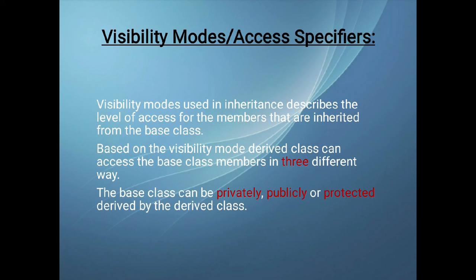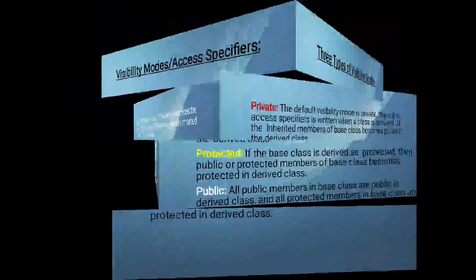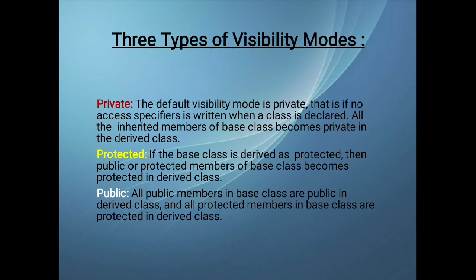So the derived class can access the base class members in private mode, public mode, or protected mode. This is very important: private, public, protected. Based on this, the accessibility from one class to another subclass depends on that only. What is private, what is public and what is protected, we'll see one by one. So, three types of visibility modes.